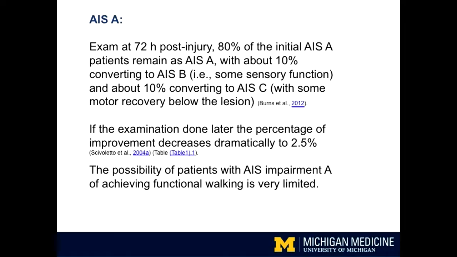Now, A's are the worst off, so I want you to understand another thing. At 72 hours, so we talked about an A becoming a D is very rare. I've never seen it, okay? But an A could become a B or a C, and it's about 10% chance each way. If you're younger, that increases a little bit more.